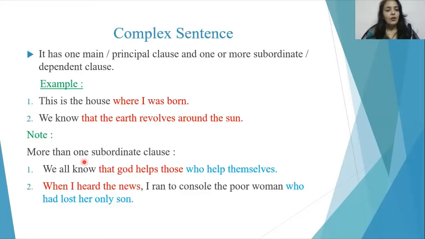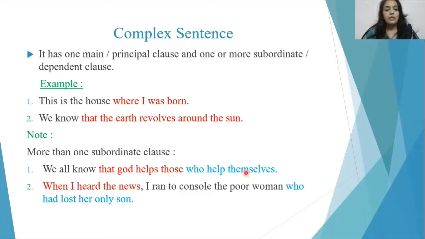Okay, students, not only one subordinate clause, there can be more than one subordinate clause also. We can take the example: all we know that God helps those who help themselves. All we know is the principal clause. This that is helping us understand that God helps us. It means this is a subordinate clause. This who is again helping us, then another part of the dependent clause, who help themselves. So this is also a dependent clause.